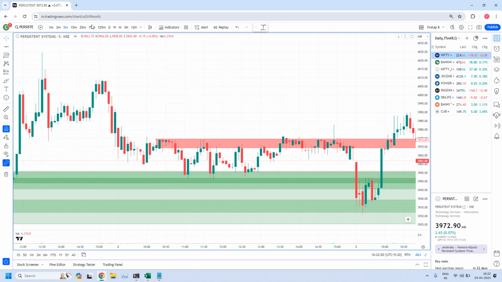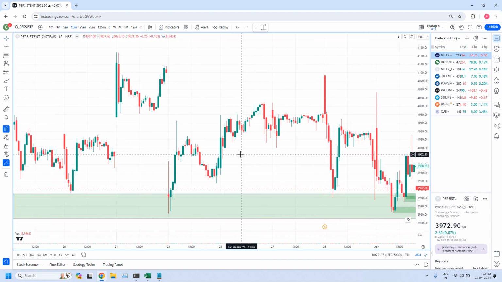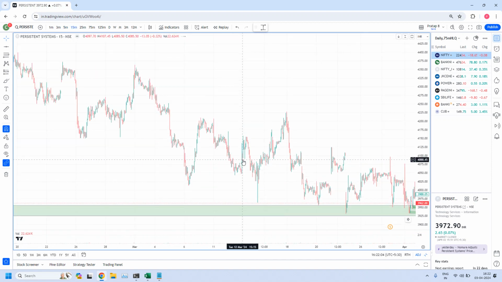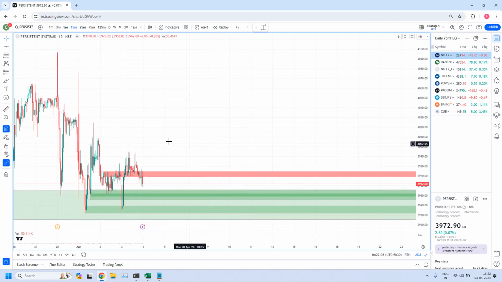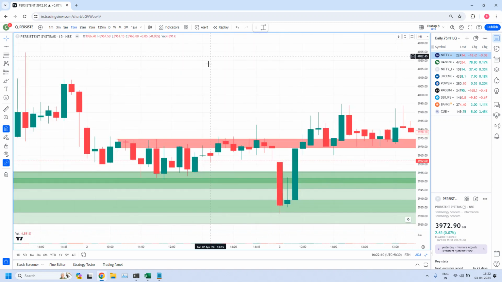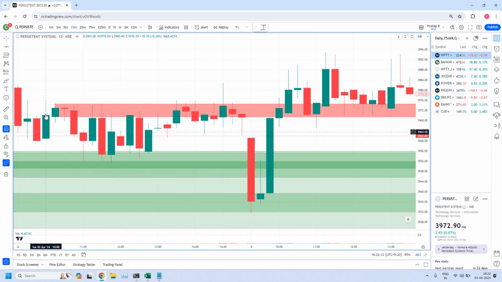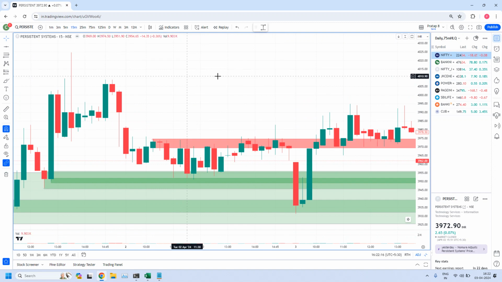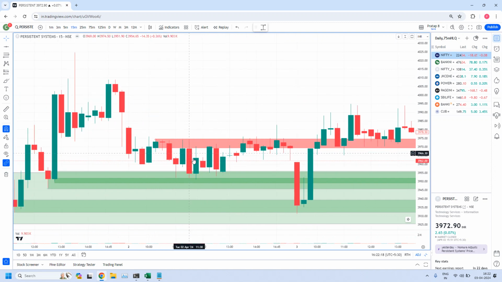Here we have a 15-minute zone. Let me go to the 15-minute time frame. We have a rally, 2 base candles and a drop candle. So this 15-minute zone is the target, and it has given 2 trade opportunities yesterday. This is the first one.